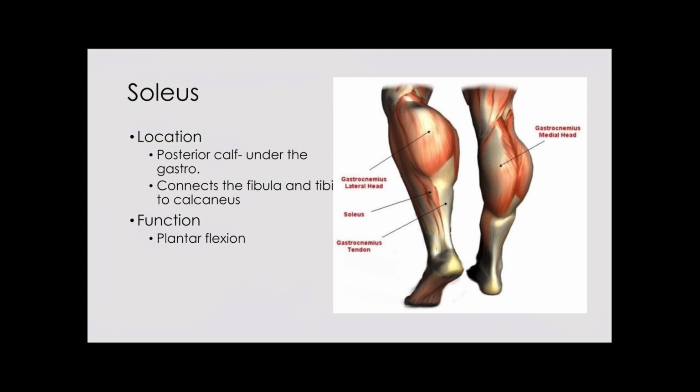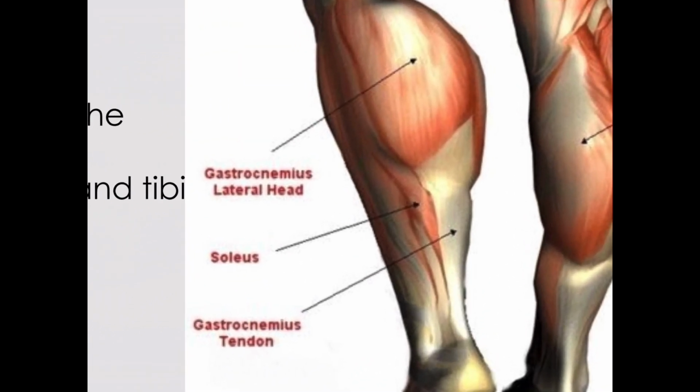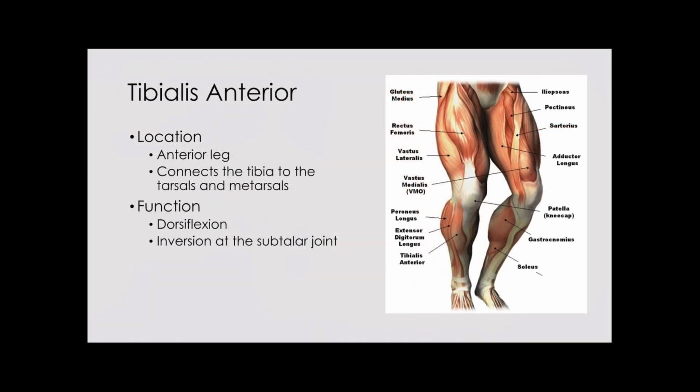You can see your gastrocs in this person are pretty thick and very well built. Then you have your soleus, which connects your tibia and fibula to your calcaneus. This helps with plantar flexion. This is also located in the back of your leg, so you can kind of see it's underneath your gastroc.